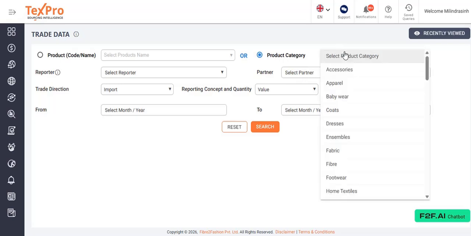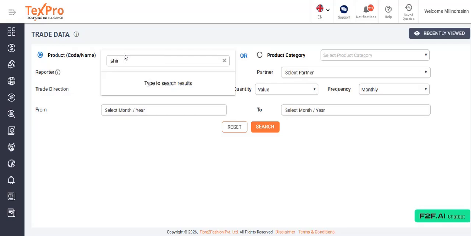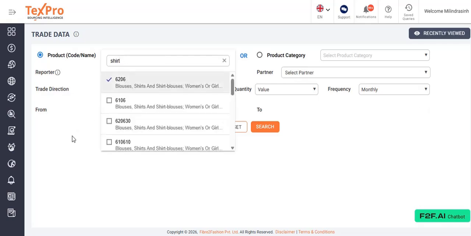So rather than any specific type of shirts, if you want to see how the overall shirts category is performing, you can straight away select the category. Likewise, apparel category or any other category. So this helps you do a higher level analysis to understand how the supply chains are evolving. Let's walk you through an example. Let's take one particular type of shirts.